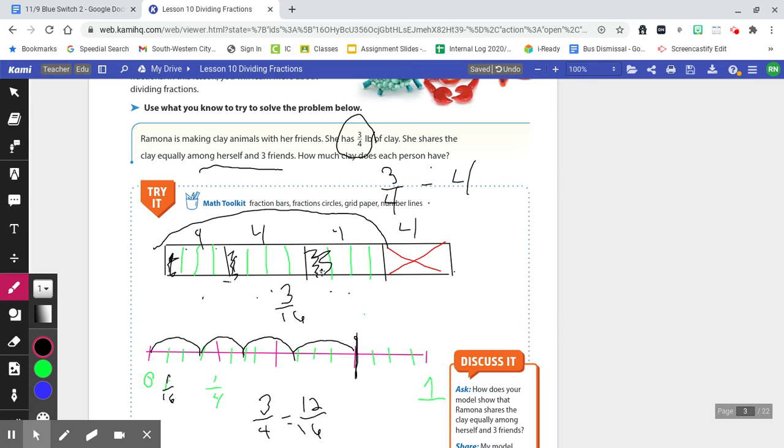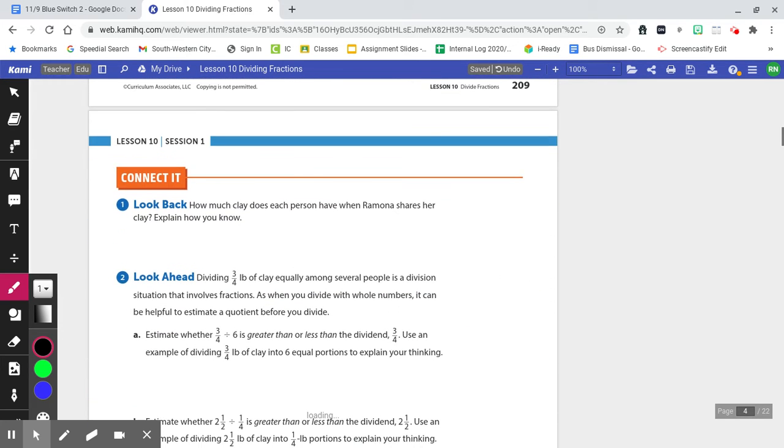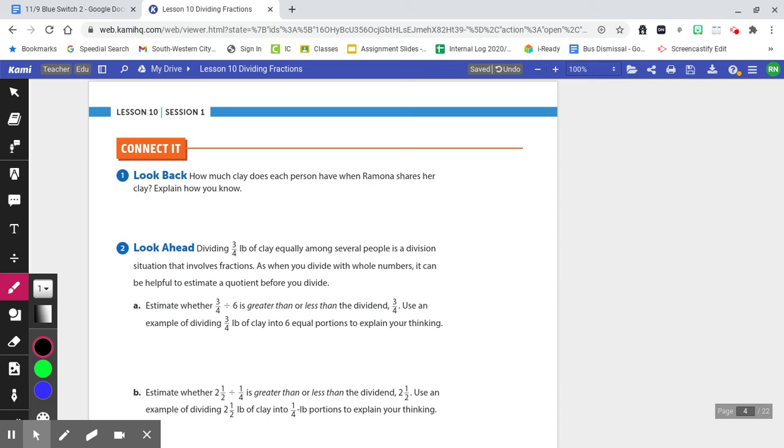Also, let's do the keep, change, flip. 3/4 keep, change. The reciprocal of 4/1 is 1/4. Multiply across, I get 3/16. And that's how I can check my answer. So let's go ahead and look at the next page, 210. How much clay does each person have when Ramona shares her clay? Explain how you know. We know that she gets 3/16 of a pound.